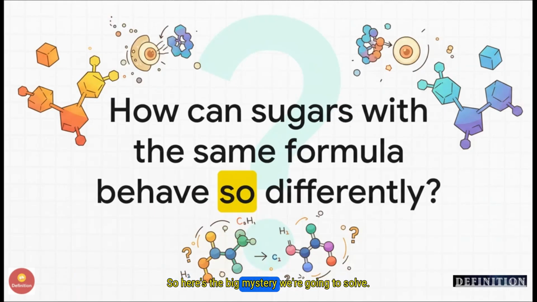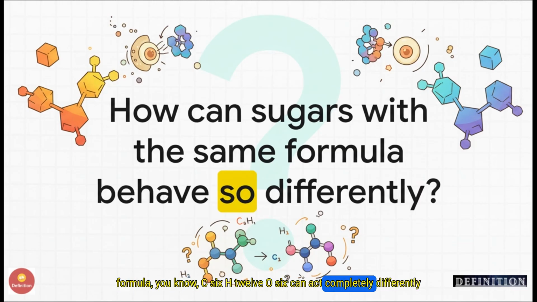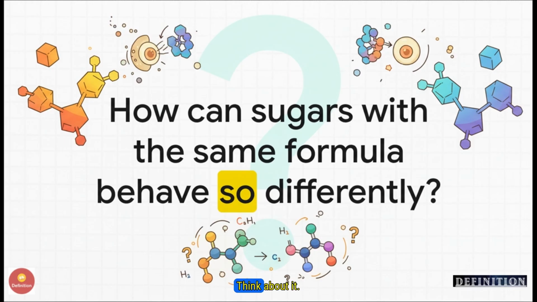So here's the big mystery we're going to solve. How is it possible that two sugars with the exact same chemical formula, C6H12O6, can act completely differently inside our cells? Think about it. Same atoms, same count. But our bodies, they can only use one of them for fuel. So what gives? Well, the secret isn't in the formula. It's all about their 3D shape.